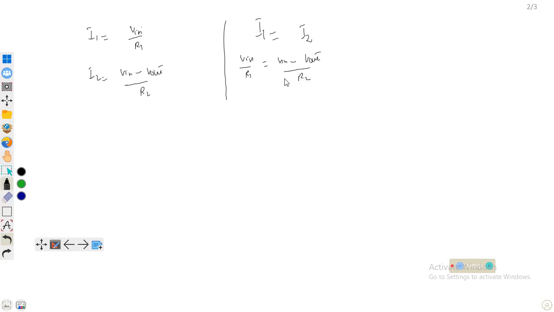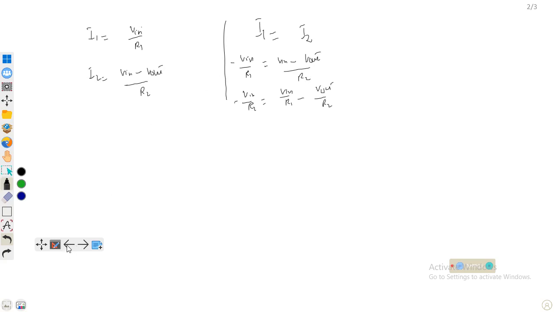What we obtained for I1 is V input divided by R1, and I2 we obtained is V input minus V output divided by R2. According to Kirchhoff's law, current I1 should be equal to I2. So V input over R1 is equal to V input minus V output divided by R2. If we rearrange this equation, I think there was a minus sign with this.